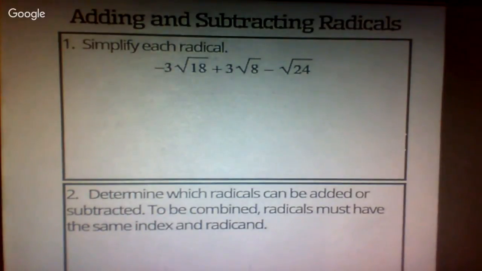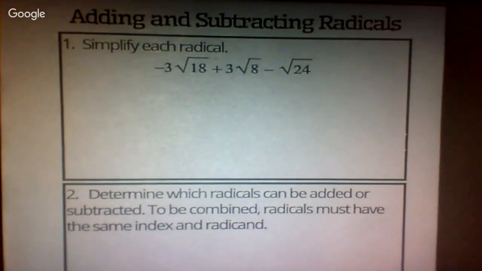Round. So I'm going to tell you this. You are either going to love or hate adding and subtracting radicals. I know you're going to hate it, because there's extra steps and you don't like steps. But it's not hard. It can be long, is the problem.